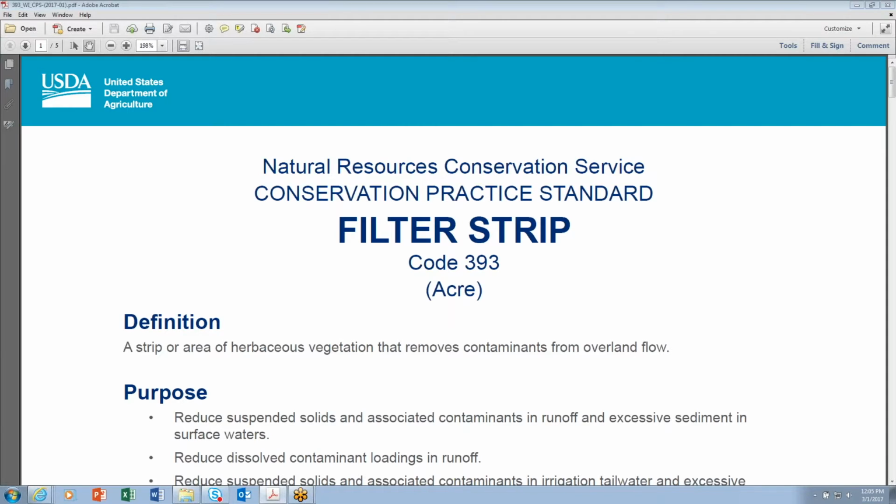So that's mainly the gist of what I will do today: go through the standard itself, the technical note, and then show you the job sheet that was created to support it. I will also talk a little bit about the change from the old way we used to do filter strips to where we're at today, and why some of those changes have occurred, and let you understand the differences between the old and the new.